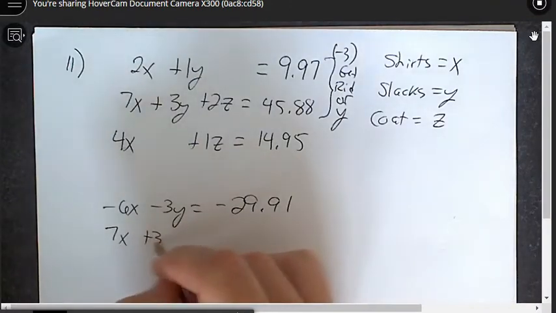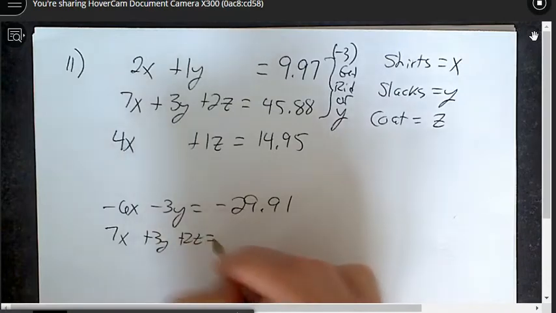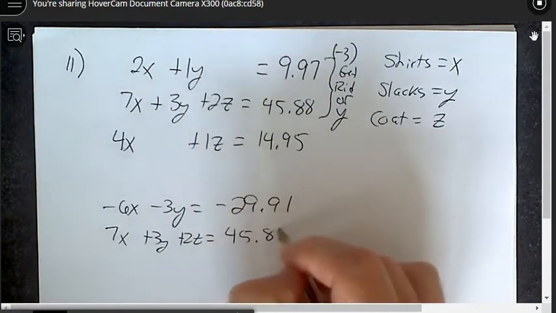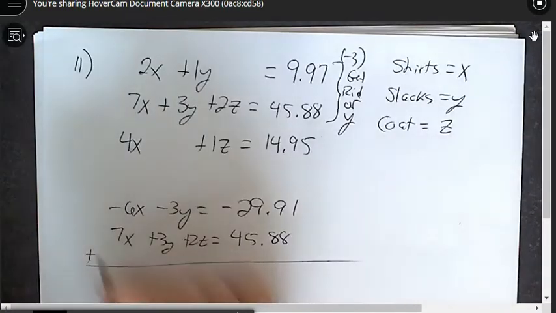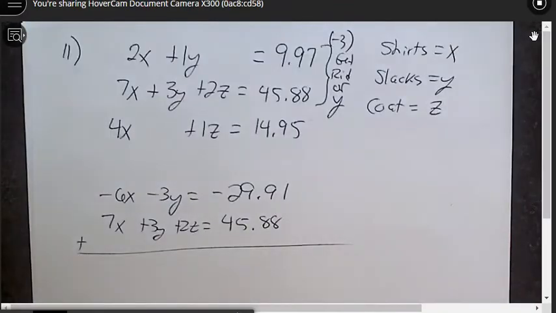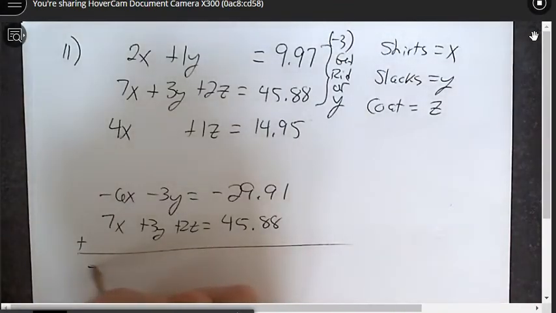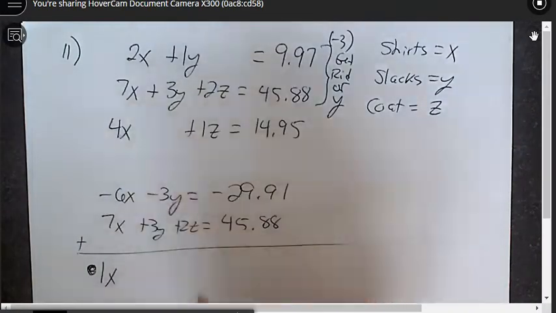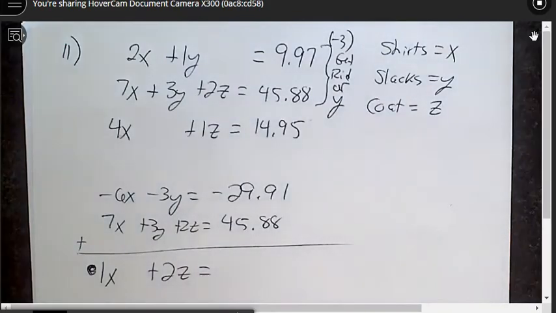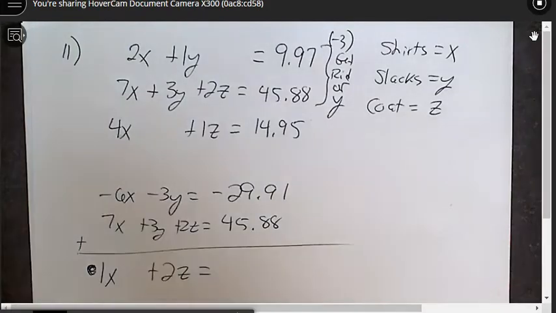7x plus 3y plus 2z equals 45.88. So that's 1x, or just x. The y's are gone, plus 2z equals 1597.